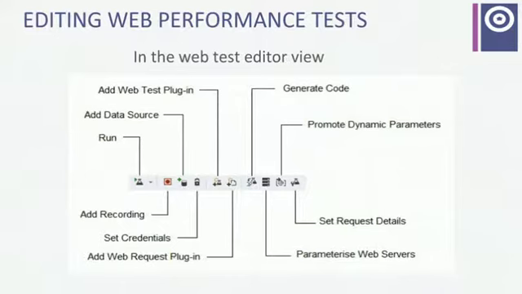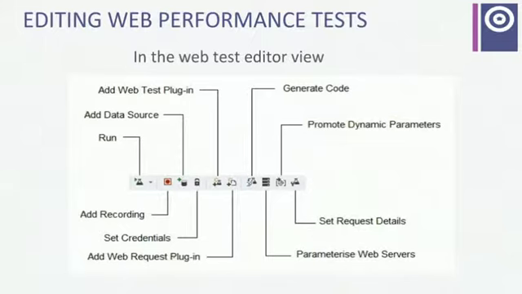So some options that you've got for web performance tests. The run button you've seen. You can do extra recording, so you can actually add recording to the end of what you've got so far. You can add a data source and do data driving. We haven't got time to look at that today, but that's definitely a possibility. You can set credentials. If your server, for example, needs some credentials for you to gain access to it, you can set them here.